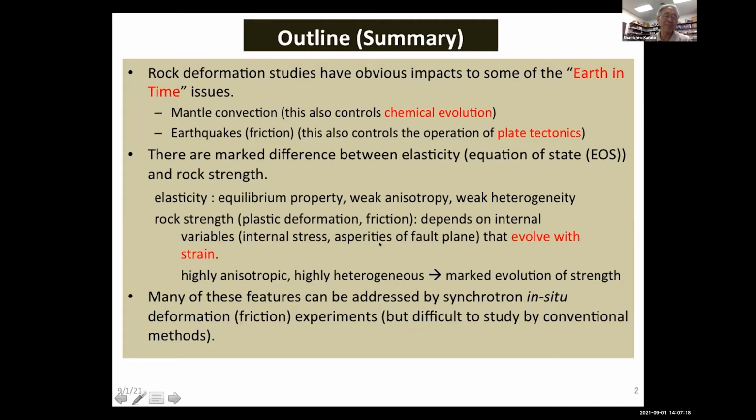And also a very fundamental concept behind rock deformation is that it's not an equilibrium property. And strength of rocks depends on internal variables, not only just the external applied stress, such as internal stress or geometry of asperities. Many of them evolve with strain, okay? So these are really fundamental differences between elasticity and rock strength. And many of those unique questions related to rock deformation, which I summarized above, can be addressed by synchrotron deformation, but not conventional approaches. Okay, let's see.